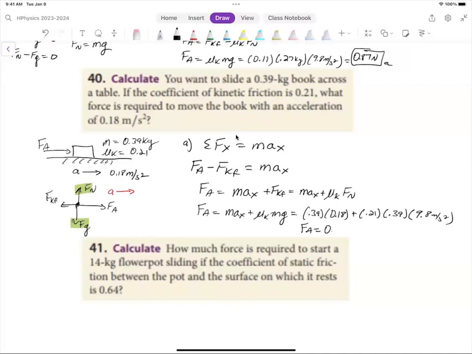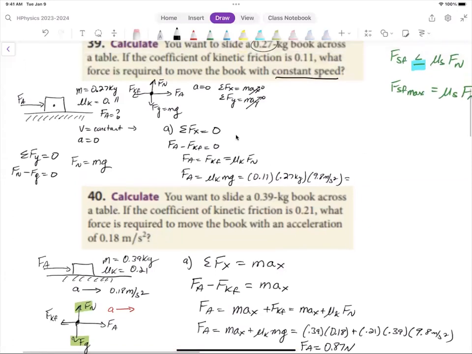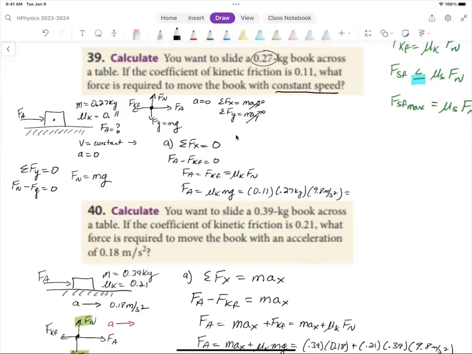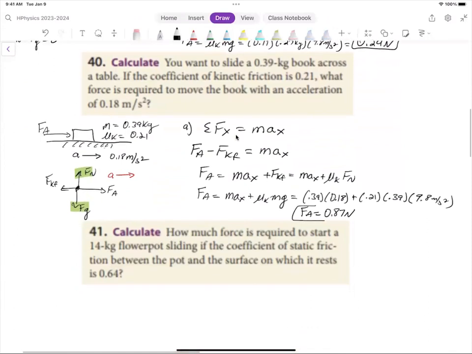0.87. I just noticed that I copied my answer down wrong. So the answer to the first problem was set up properly, but I looked at the wrong answer, 0.29 newtons. Apologize for that. Okay, continuing on.